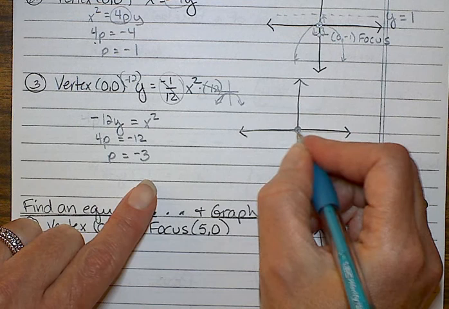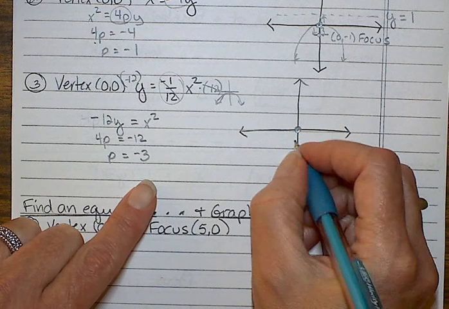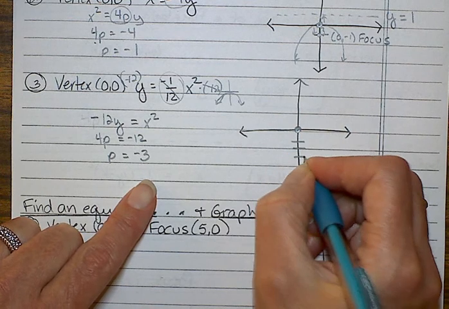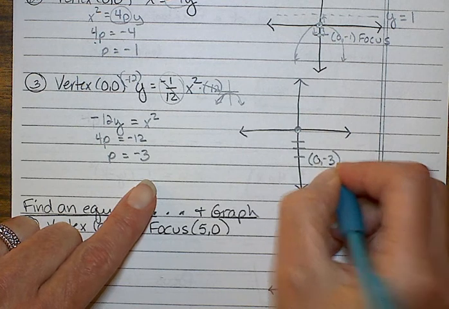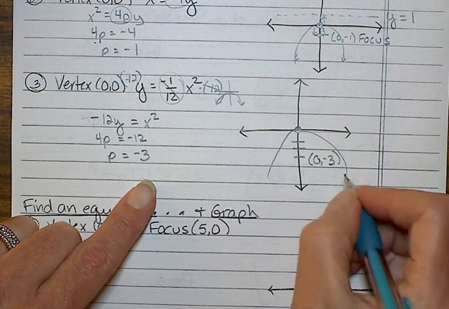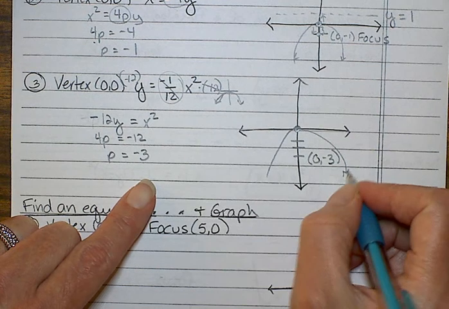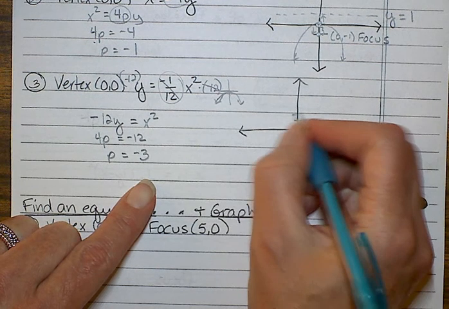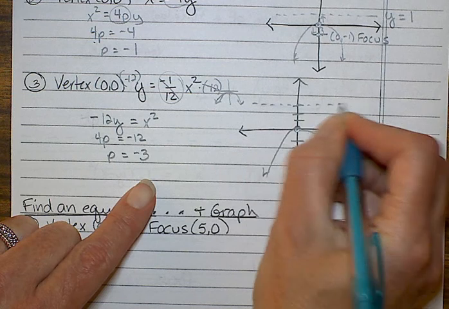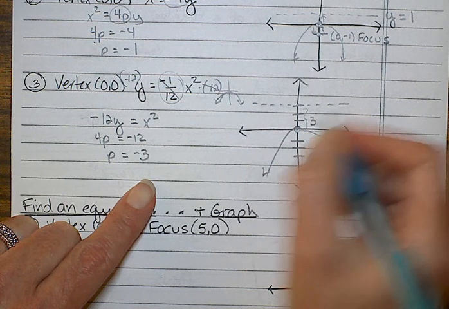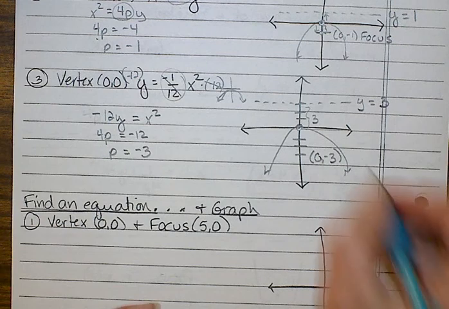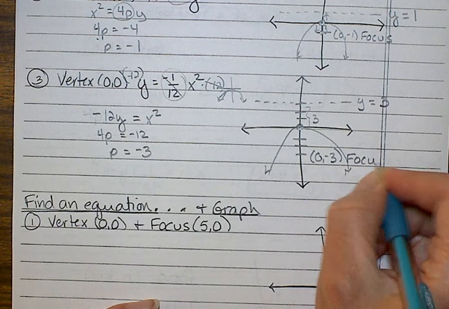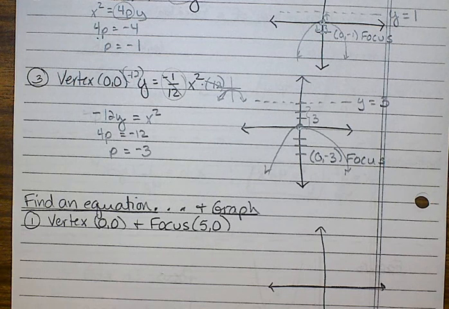It has a vertex of 0, 0. P will be 3 units down, so my focus is going to be 0, negative 3. So I just kind of went around the ordered pair there. Directrix is 3 units in the other direction. Equation will be y equals 3. Now let's write the word focus here.